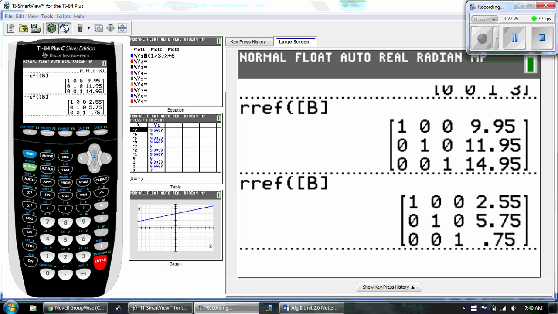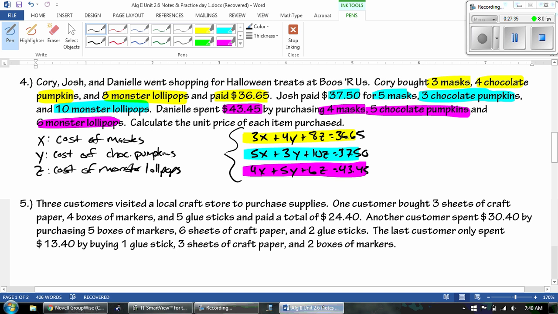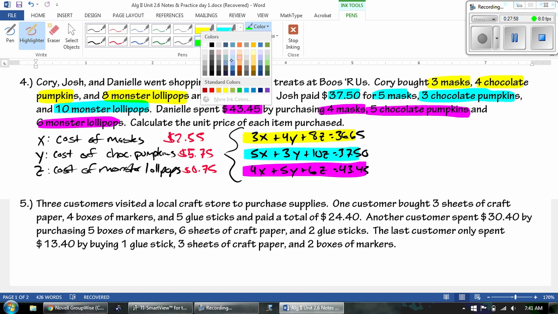Okay, after you run your program, you should have gotten that X was 255, that Y was 575, and Z was 75 cents. And yes, it's okay that you get some decimals here because we're talking about the cost of something. So I'm just going to write my answers right here. 255, that was 575, and 75 cents. Okay. I know, I was a little lazy on that one. I'm sorry.